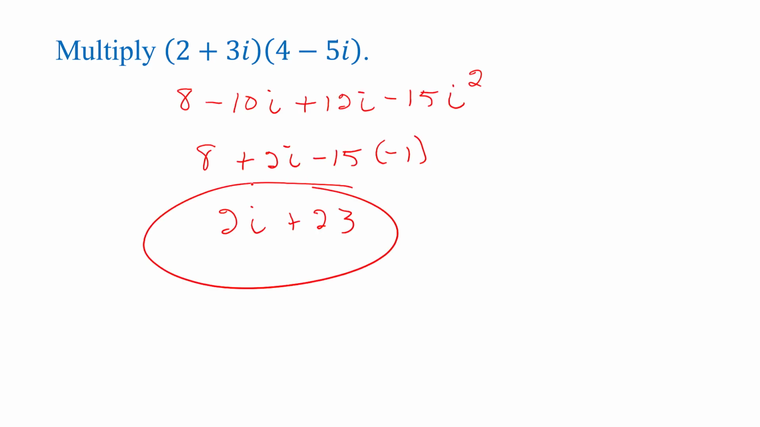I actually wrote that backward. We like to put the real number first, so I should actually write that as 23 plus 2i. Okay, sorry about that, but at least I remembered to fix that. So let's go on then.